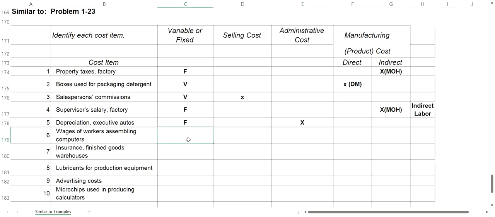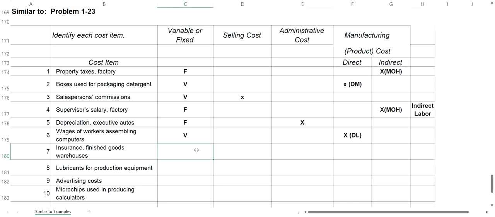Okay. Next, number 6, wages of workers that are actually assembling the computer. Wages, we're assuming that's an hourly wage. So the more computers they put together, the more hours they work. That would be variable. Okay. And that would be considered direct labor. So I will put an X in the direct column under product cost and note that that is direct labor.